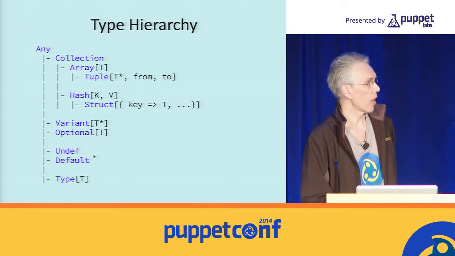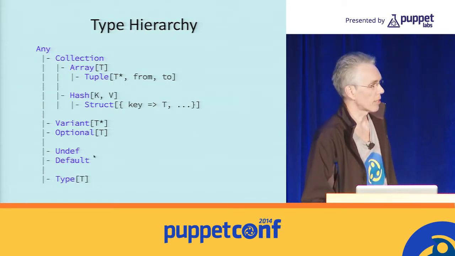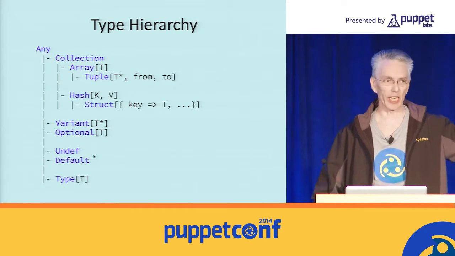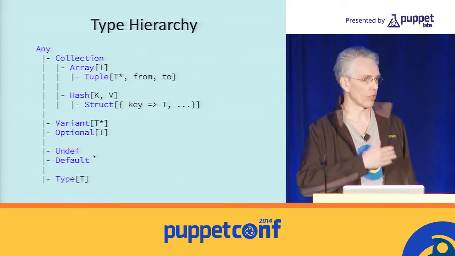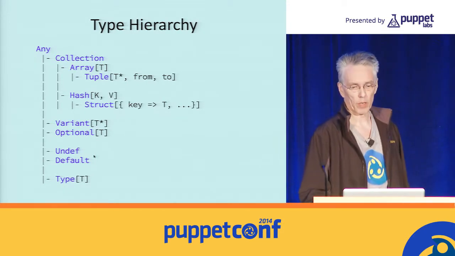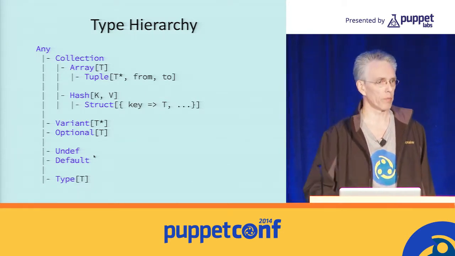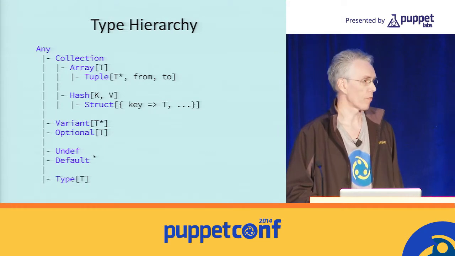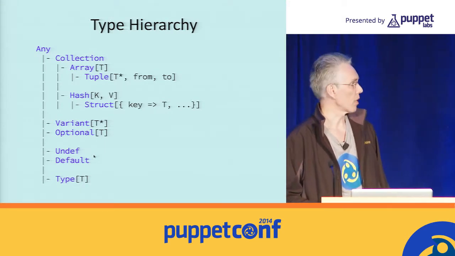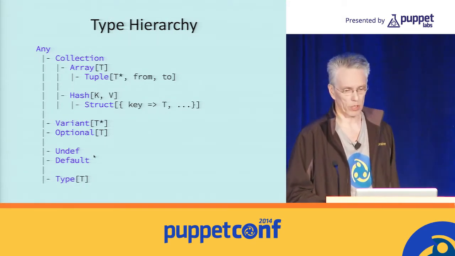We have the variant type that allows you to say it's a cow or an integer or a cookie, right? You can just list a bunch of types that you accept. Optional means that it also accepts undef. None of the other types accepts undef. So if you want it to be a string or undef, you use the optional and say optional string.